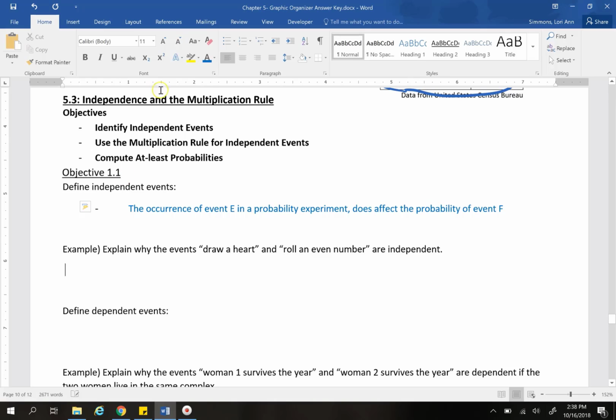So let's look at an example. Explain why the events draw a heart and roll an even number are independent. The results of choosing a card do not impact the results of a die toss.